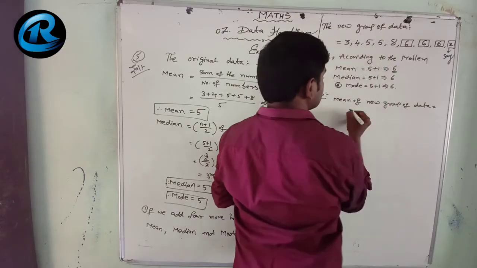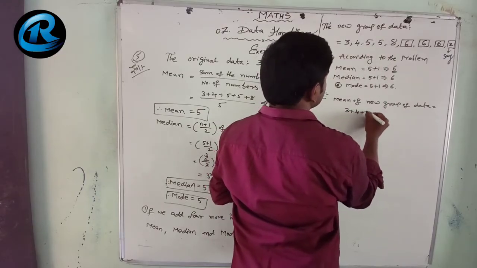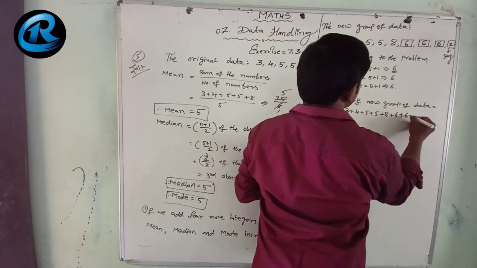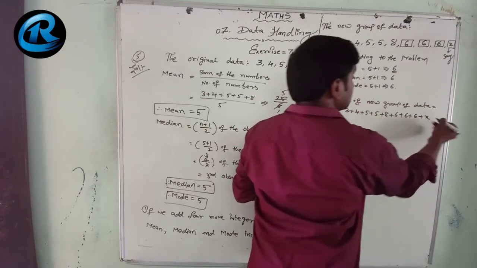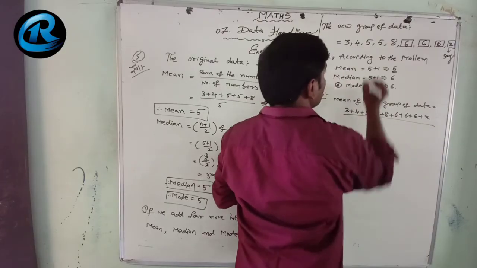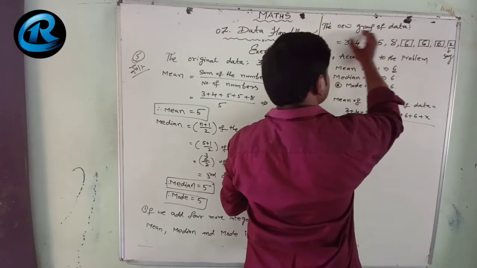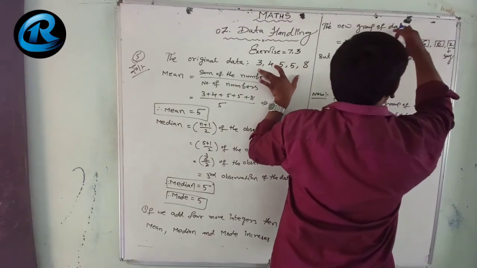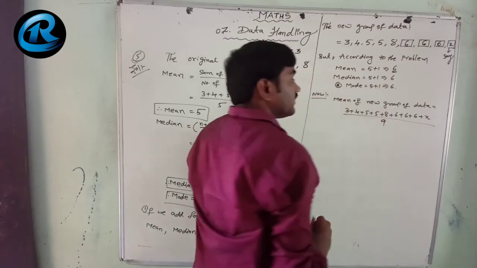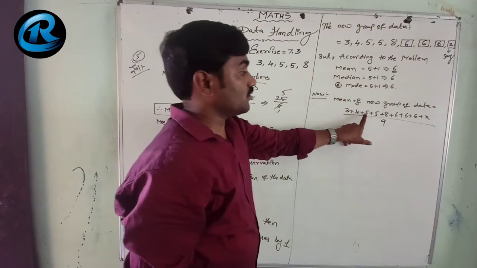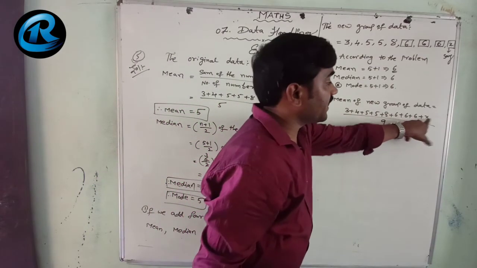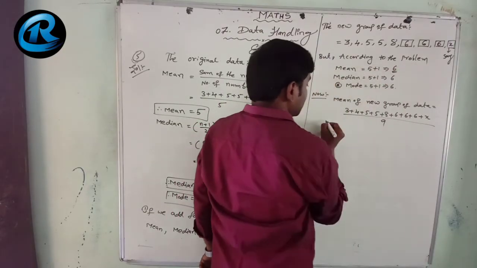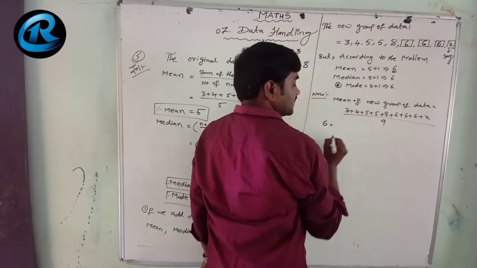That equals the sum of these observations: 3 plus 4 plus 5 plus 5 plus 8 plus 6 plus 6 plus 6 plus x, divided by the number of observations. The original data had 5 observations, plus 4 more is 9. The number of observations is 9 now. The mean of the new data is 6, already given.